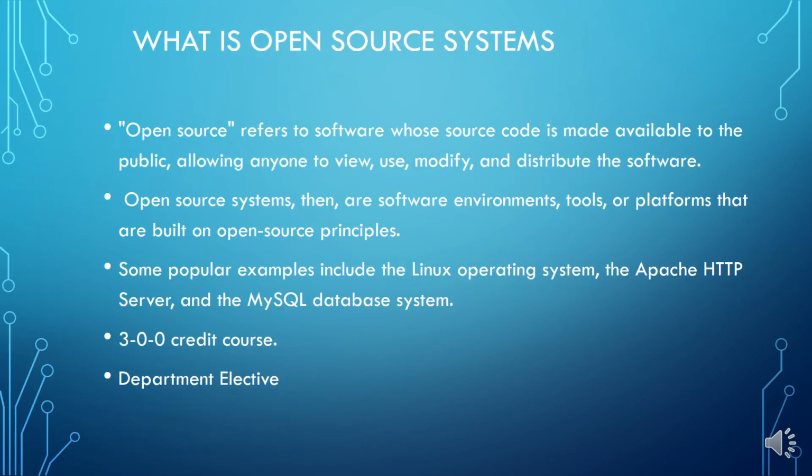So, first of all, what is an open source system? The terminology open source refers to software for which the source code is available. This source code is made available to the public, which allows anyone to view, use, modify, or distribute the software. Open source systems could be a software environment, tool, or platform built on open source principles. For example, we have the Linux operating system, the MySQL database system, and many more such examples.